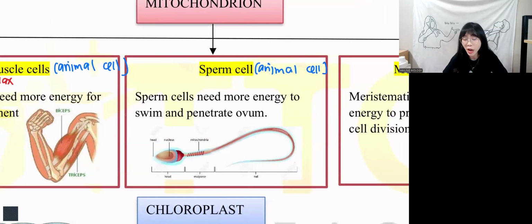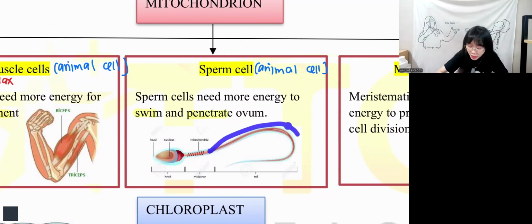Sperm cell can only be found in a guy's body, obviously, because sperm is the one that fertilizes the ovum, right? So they need more energy to swim and penetrate. Penetrate means they will go into the ovum for the fertilization process. When a guy's mitochondria is not present, the sperm cannot swim, which means it's very difficult for them to have a baby. Not cannot, but it's difficult.